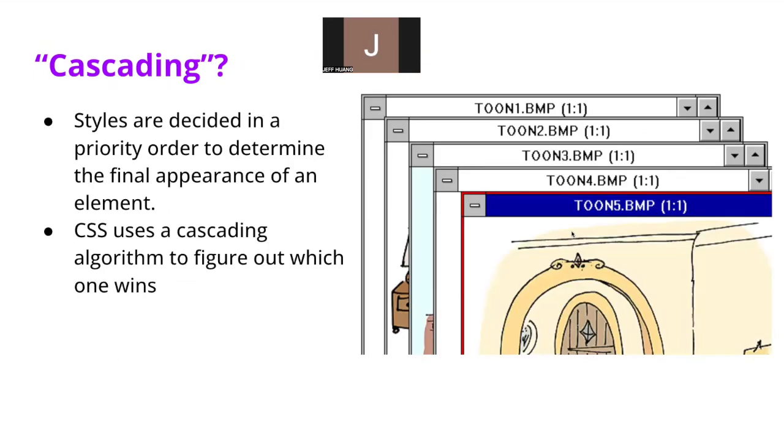All right. So why is it called cascading? It's called cascading because styles are decided in a priority order to determine which final appearance is actually displayed. So let's say you have multiple styles on an element. CSS will determine which style takes priority. So that's why it's called cascading.